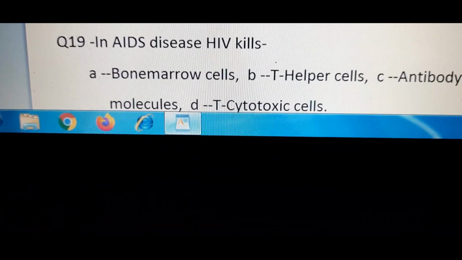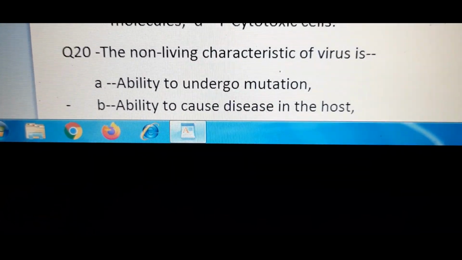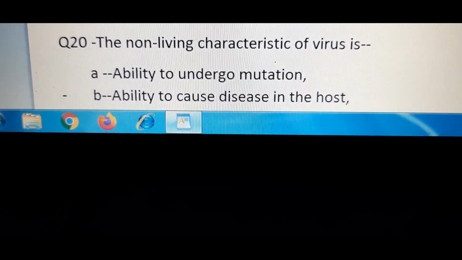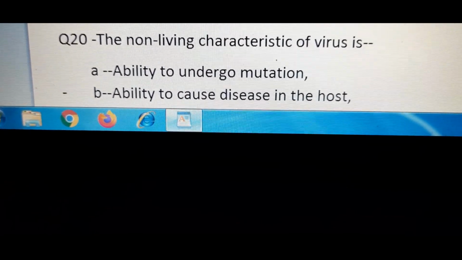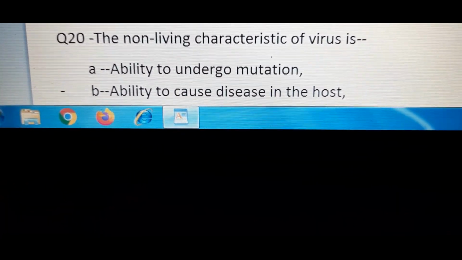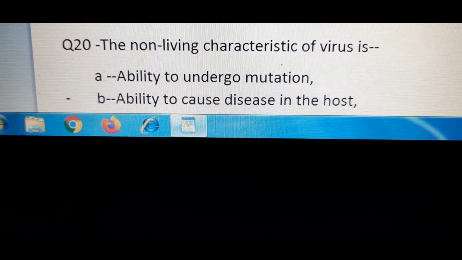20th question. Question number 20 reads like this: the non-living characteristics of virus is. So there are of course a number of non-living characters of virus. First, A answer is C, ability to undergo mutation. Ability to undergo mutation.